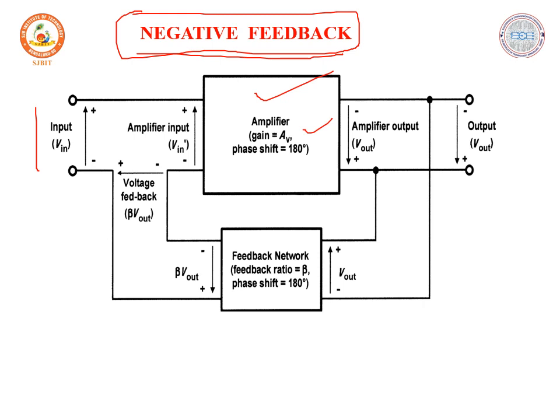We are going to subtract the feedback voltage from the input side, that is beta V out. So the new amplifier input is V in dash, which is V in minus beta V out. The input of the feedback network is V out, so the output of the feedback network is beta V out. Beta is the feedback ratio.